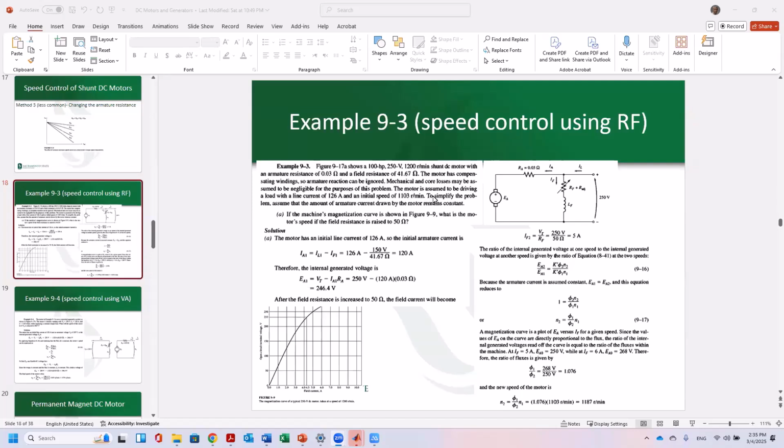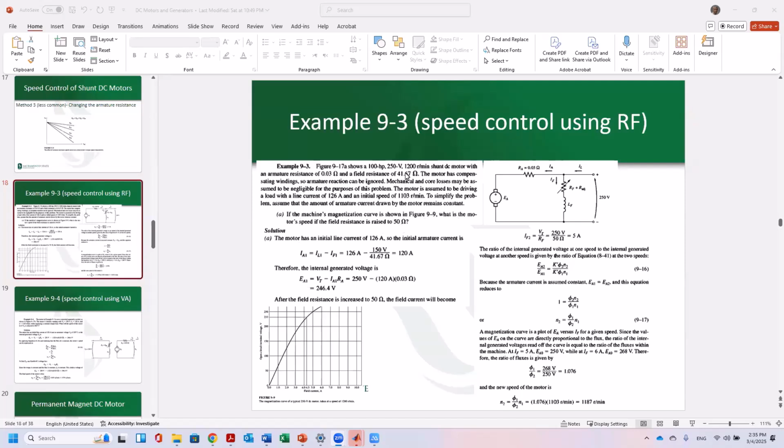The motor is assumed to be driving a load with a line current of 126 amps and an initial speed of 1103 RPM. To simplify the problem, we will assume that the amount of armature current drawn by the motor remains constant. So this IA, whatever it is, and we will find that, we assume that it would be constant. So the question is, if the machine's magnetization curve is shown in figure 9.9, this figure, what would be the motor's speed if the field resistance is raised to 50 ohms?